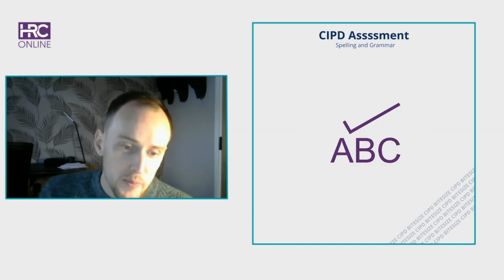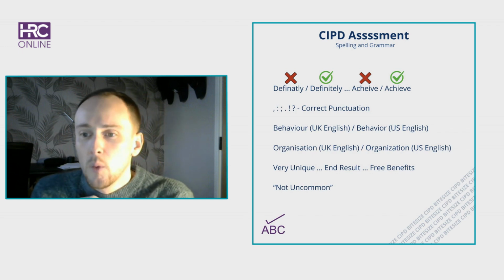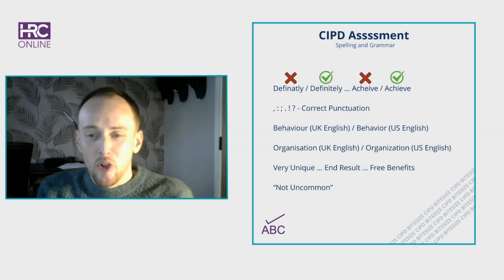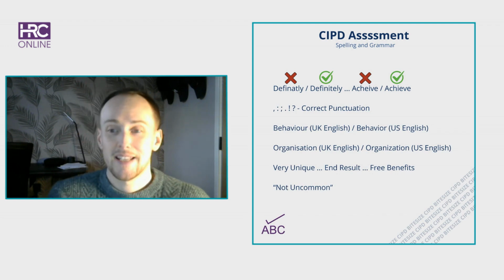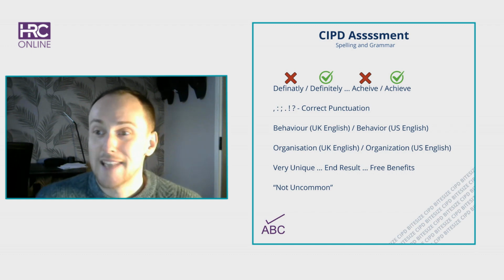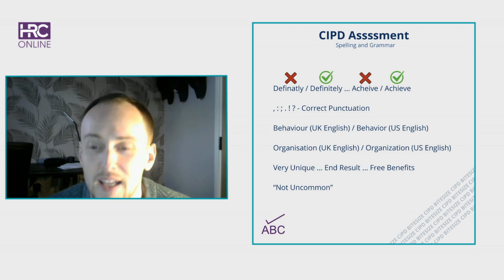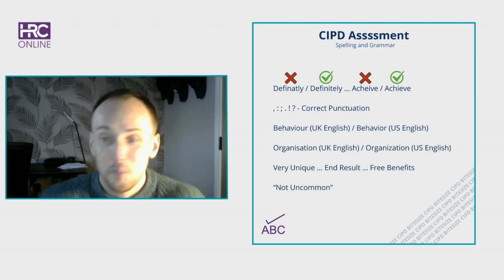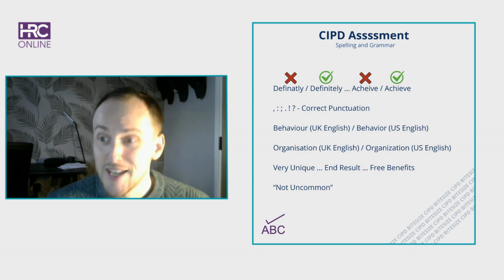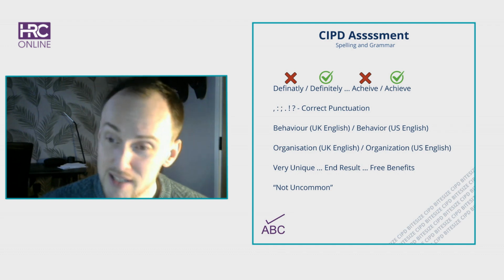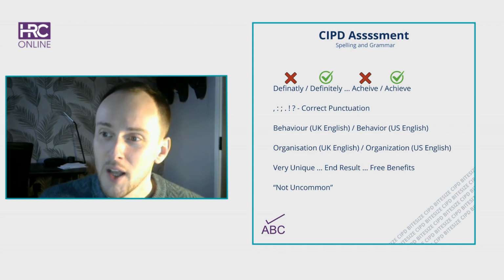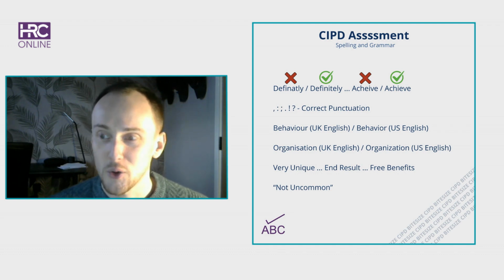Okay, moving on to spelling and grammar. One thing about spelling and grammar is we all have typos. Take a look at these examples. Definitely is a word that is always spelled incorrectly, but that's fine. We all spell words incorrectly. And another common word is achieve. So just ensure that you are using the correct spelling.